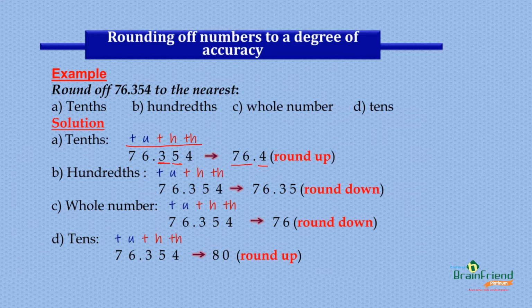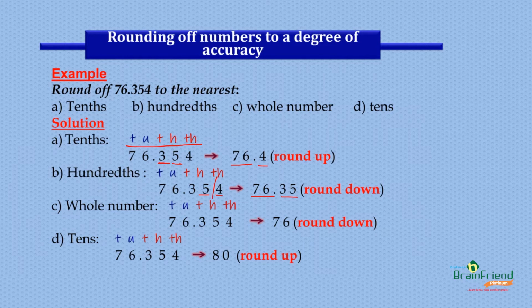Secondly, we're expected to round off to the nearest hundredths. Here is our target for this situation, and the number to the right is 4. For the number 4, we round down. So we would have 76.35. Now take note, when you are rounding down, you don't need to do anything special. All you need to do is to cut off the numbers after the target.